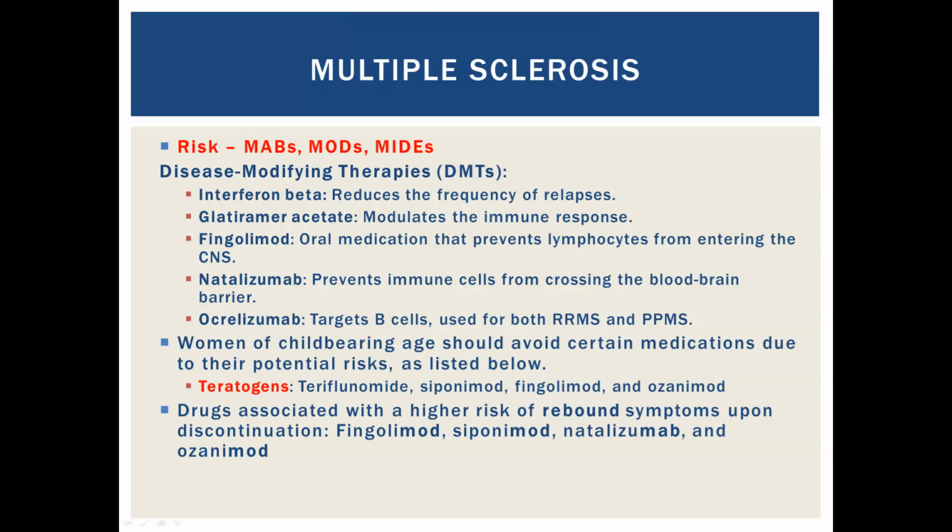Lots of issues with our disease modifying therapies, and we go through the laundry list here. I'm just going to say if you see a MAB, a MOD, or MIDS, so we got our M's, right, you should know that you have this increased risk, especially, again, for our women of childbearing age. A lot of these medications can have teratogenic effects. You can see the list there, but you need to know that those MABs, MODs, and MIDs have really bad side effects.